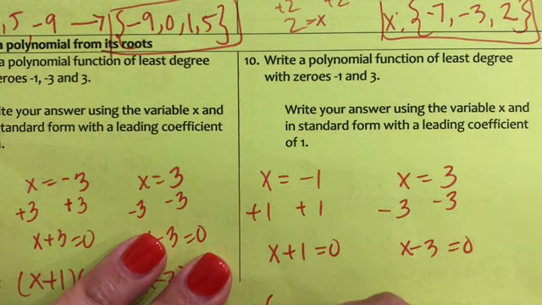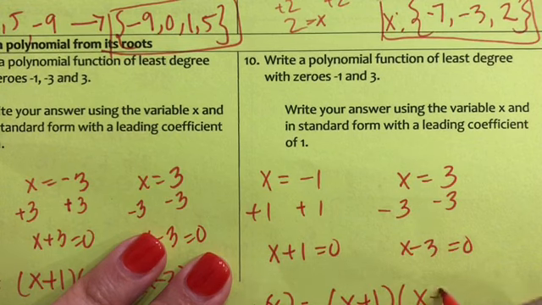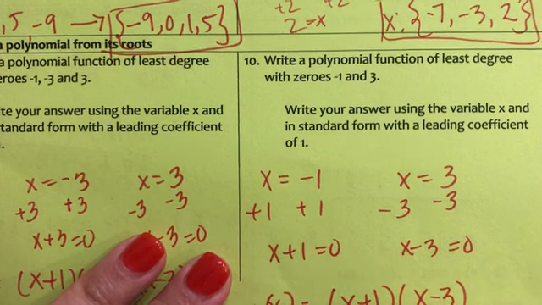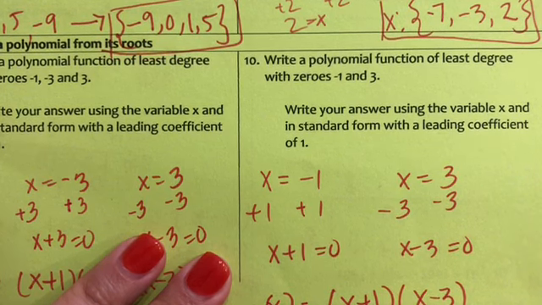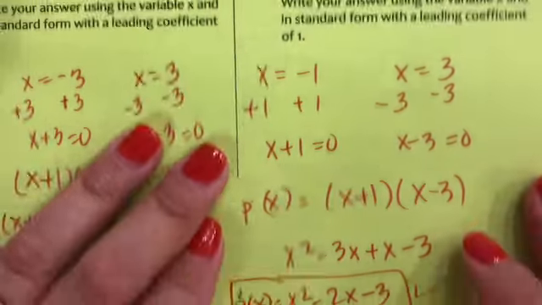We're going to say p of x equals x plus 1, x minus 3. So we're going to say x squared minus 3x plus x minus 3. x squared minus 2x minus 3 is going to be our p of x. And we are done.